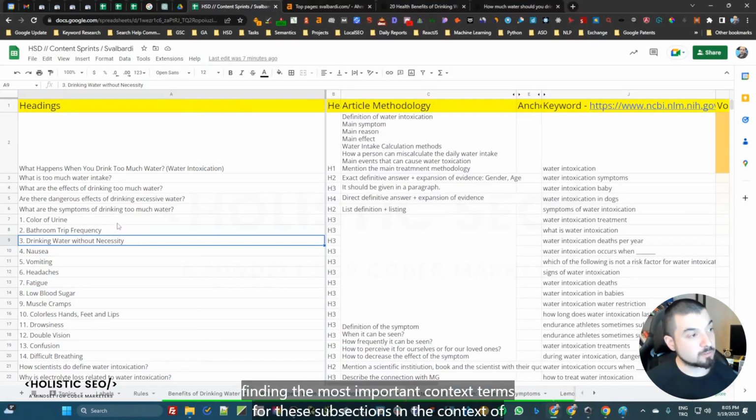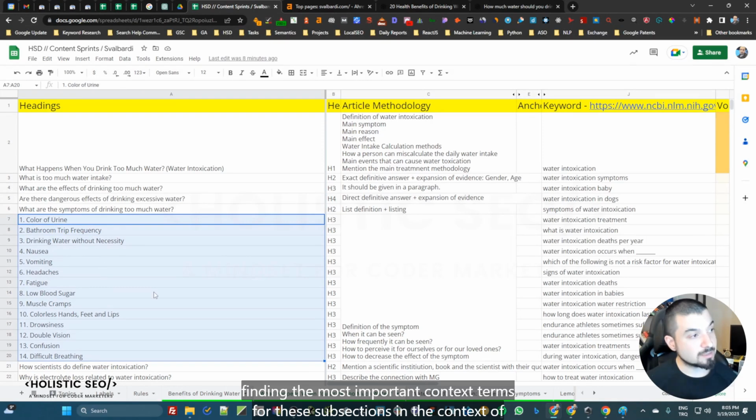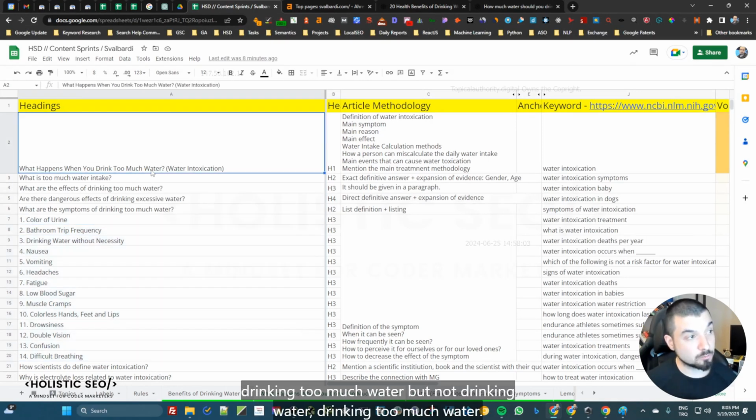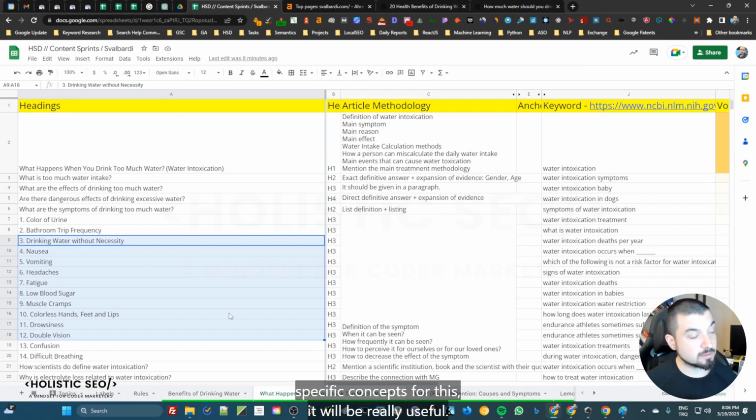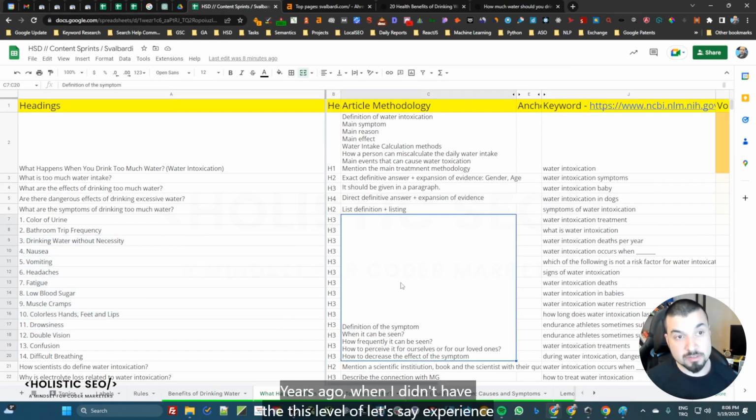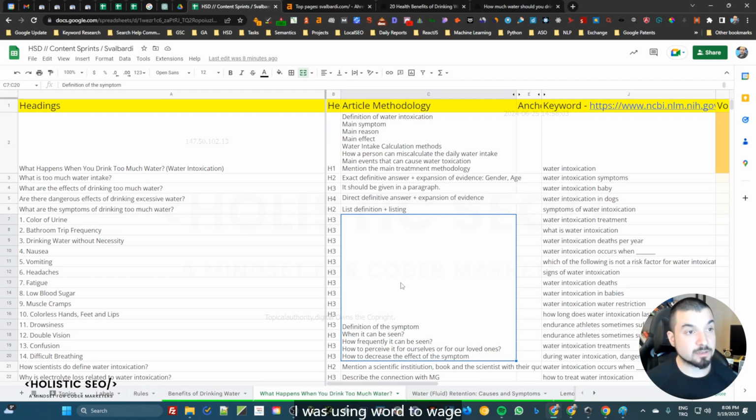That's why finding the most important context terms for these subsections in the context of drinking too much water, but not drinking water, drinking too much water, in this context, if you're able to find the most relevant specific concepts for this, it will be really useful. Years ago, when I didn't have this level of experience, I was using Word2Vec or related words or different types of systems to find these things. But after a point, you will start to realize all these specific connections and you will start to sense it. And for the last 4 years, I don't use any tool.